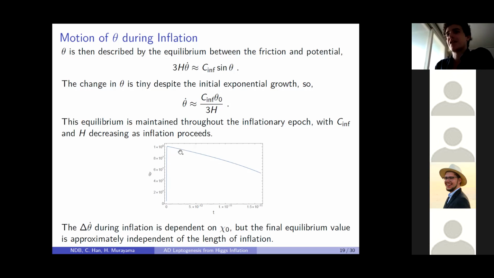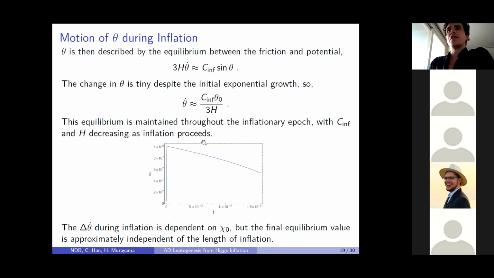One thing that's nice is that the fixing of this terminal velocity is not actually dependent on the initial chi, because it's just dependent upon the Hubble rate and this value of C inf. When inflation ends, this C inf is going to be the same no matter what the chi naught was at the beginning. So this type of evolution is independent of the length of inflation, and we can fix the length of inflation to be 50 to 60 e-folds as required.